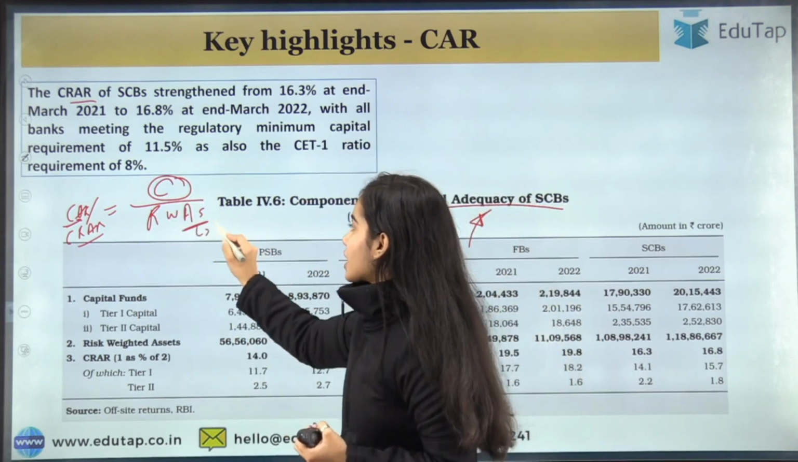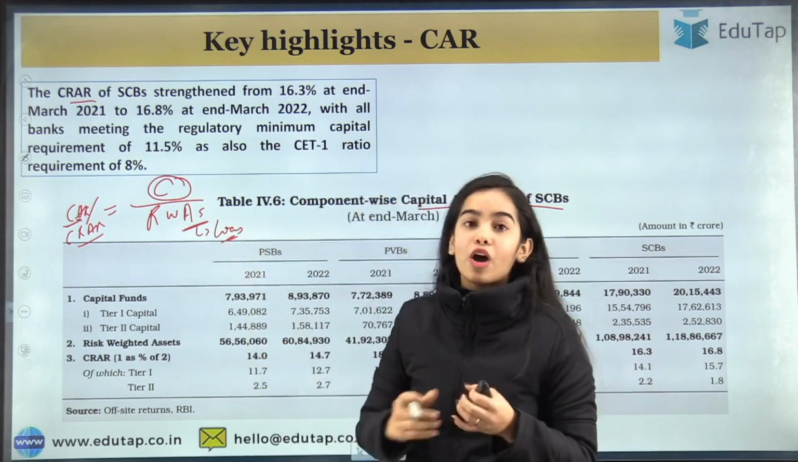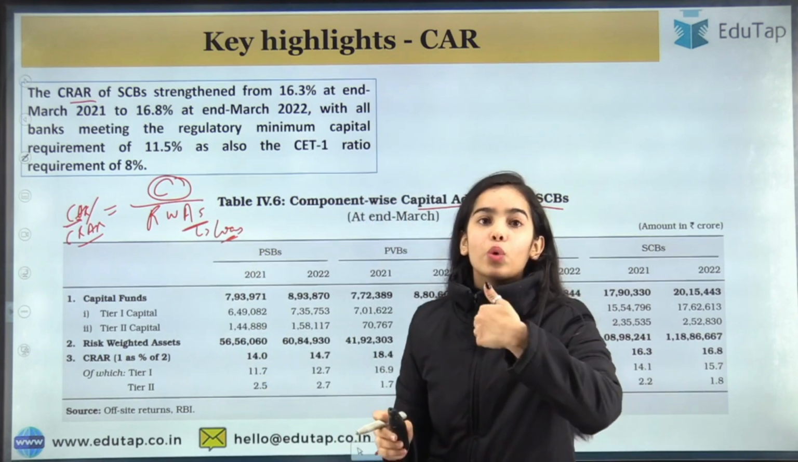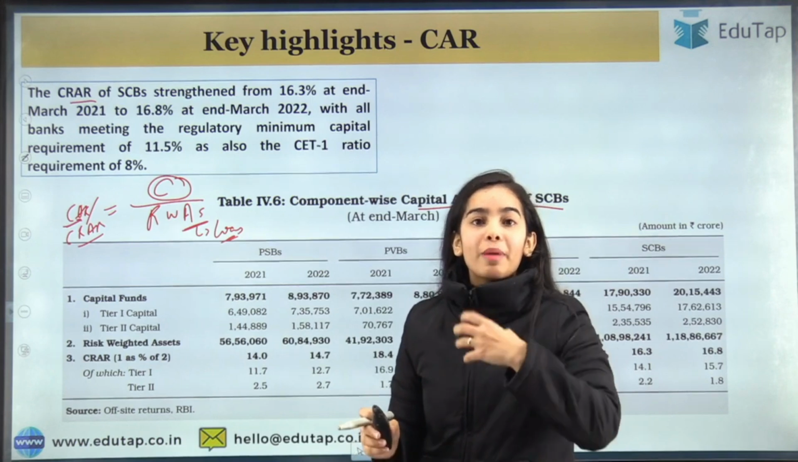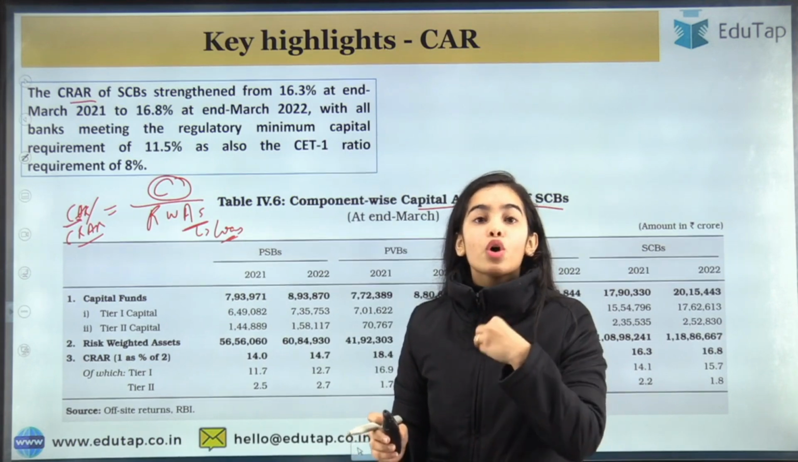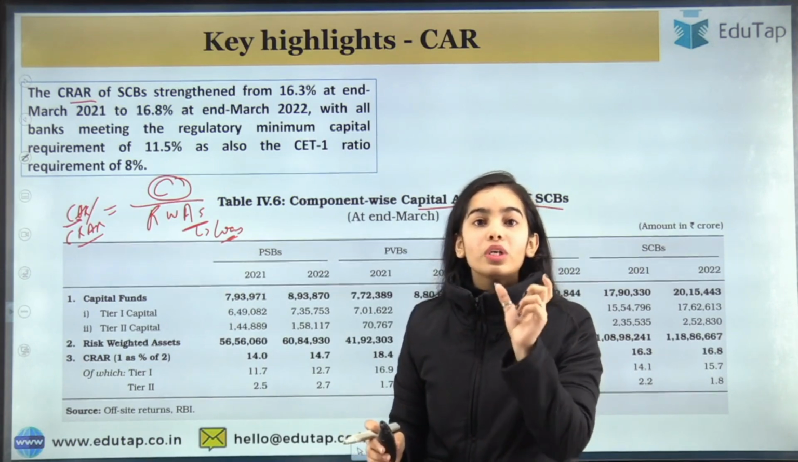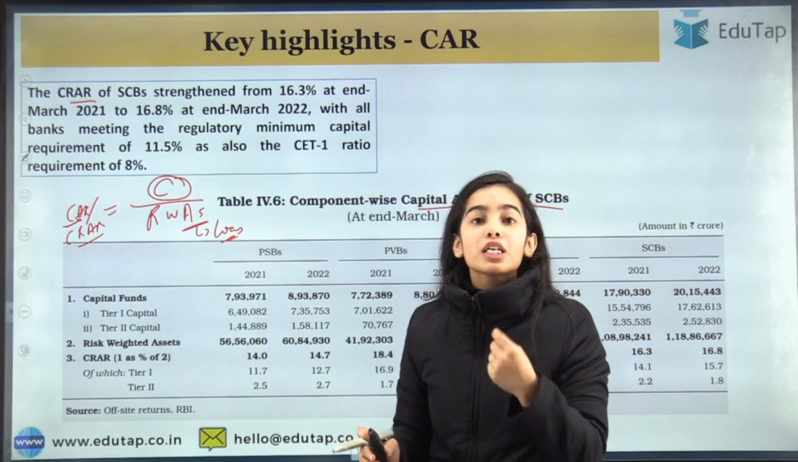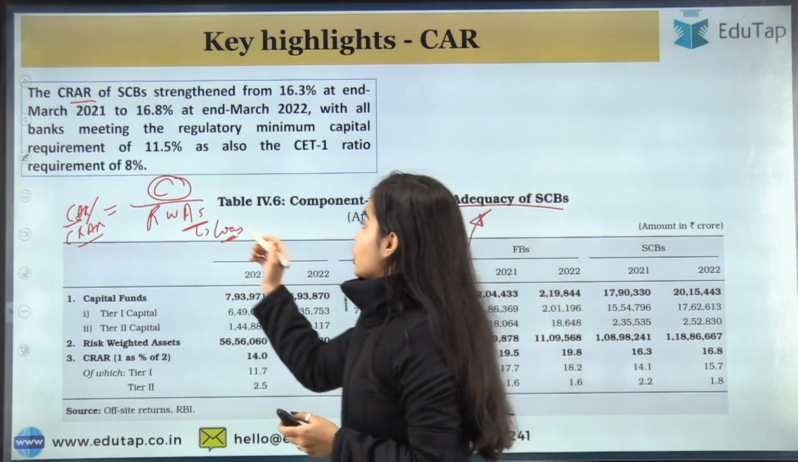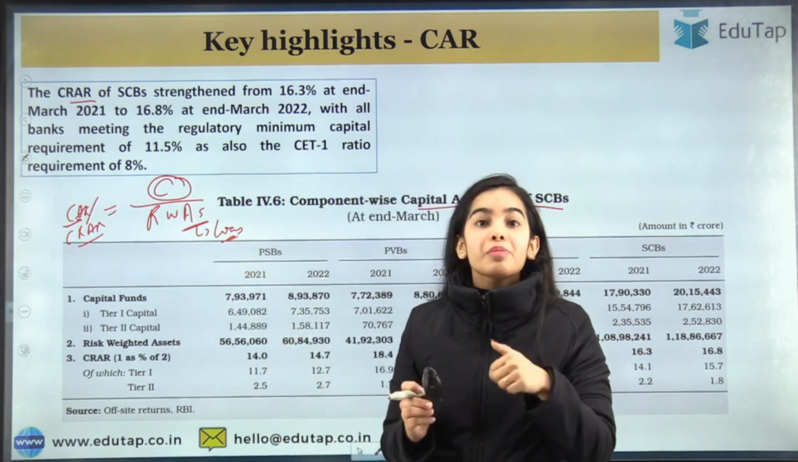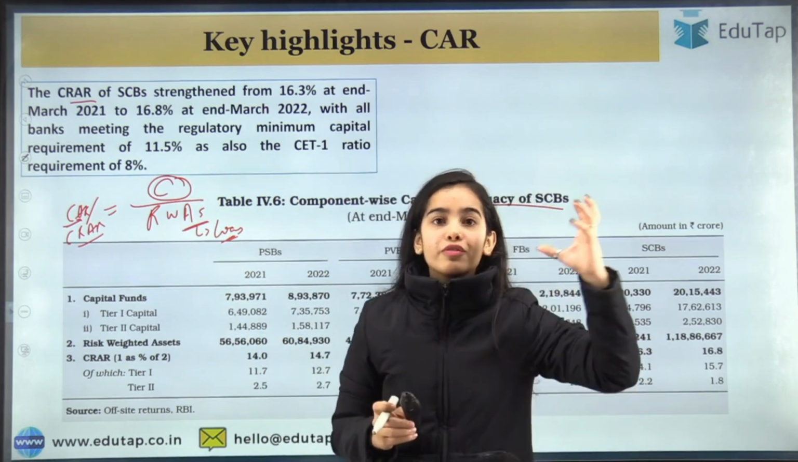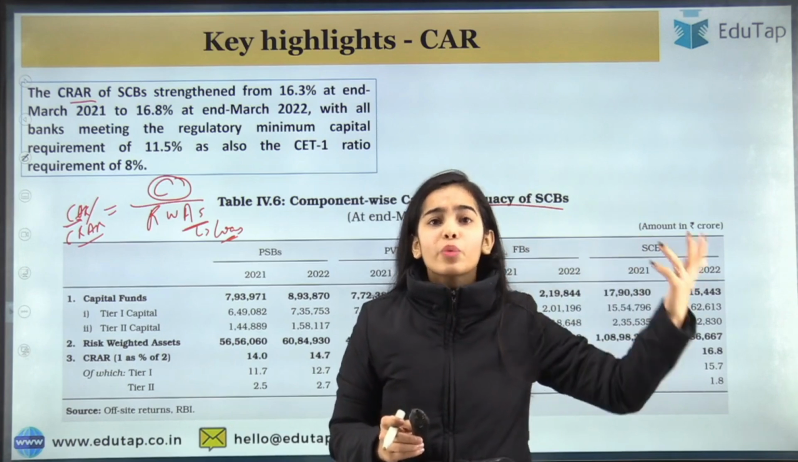Loans are the assets of the bank. When the bank is giving the loan, the bank is going to get some interest, so that is the asset of the bank. On these assets, there is some risk involved. If the loan is given to a corporate, there is 10%, 20% risk.